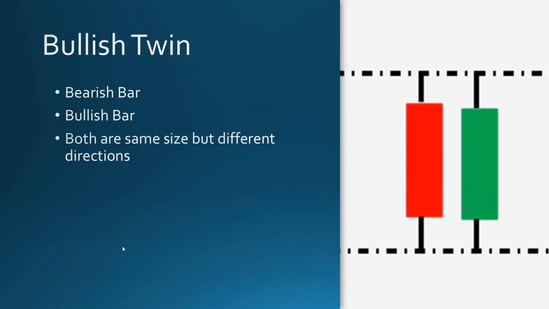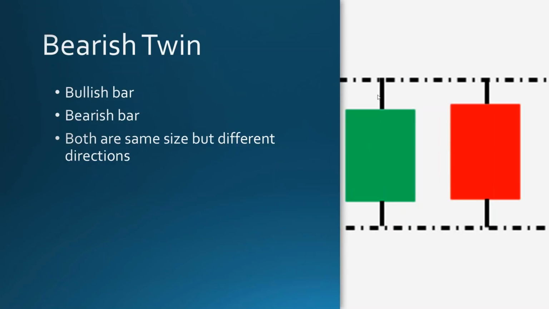Now, this is a bullish twin bar, okay? The first bar is red and tells us it is a bearish bar. The next bar is a bullish bar. Notice that both are the exact same size, but they're in opposite directions, okay? Typically, when you see the red-green combination, that tells you the next bar will be green. If it was a green-red combo, the next one would be bearish.